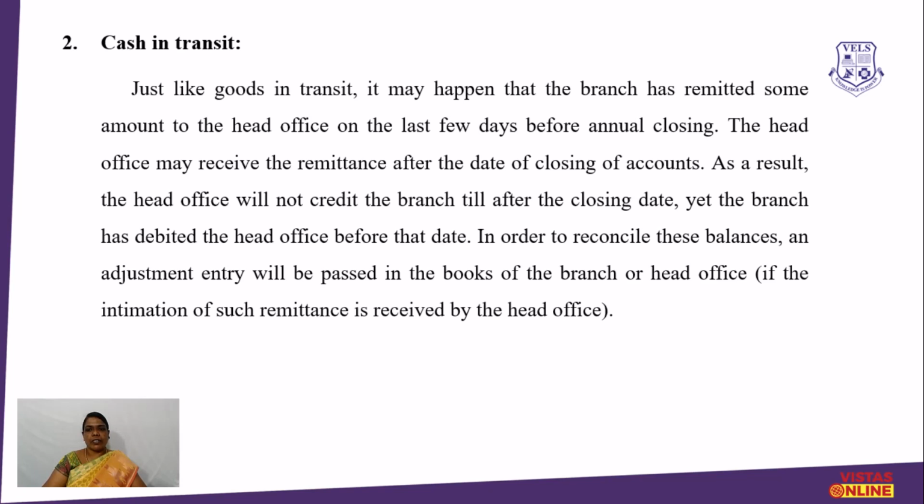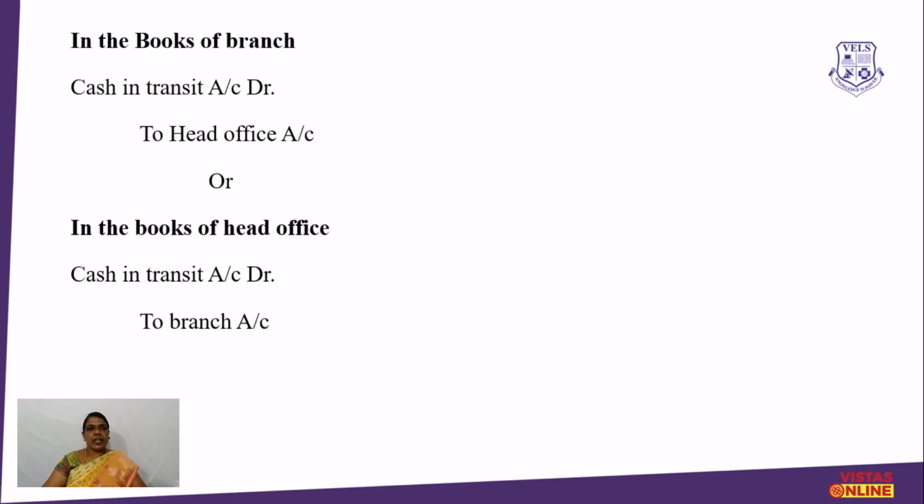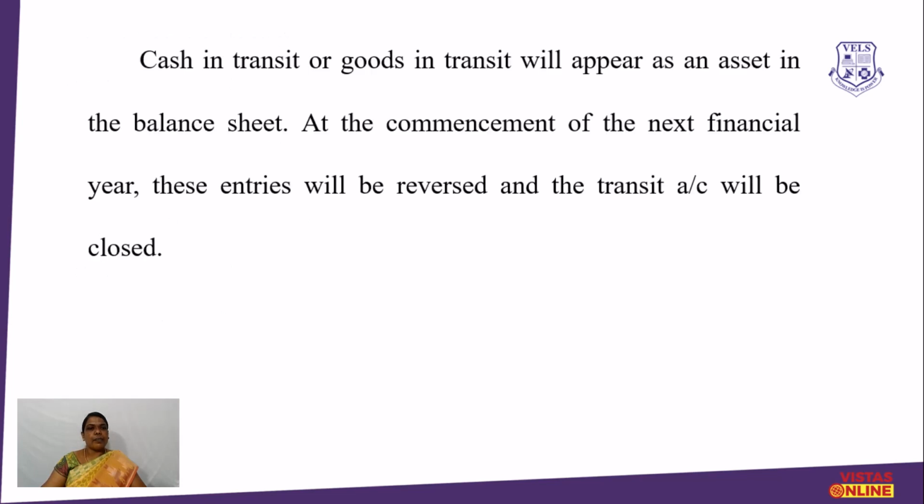In order to reconcile these balances, an adjustment entry will be posted in the books of the branch or the head office. We can see the journal entry in the books of branch. What is the journal entry? Cash in transit account to head office account. Otherwise, in the books of head office, the journal entry is cash in transit account to branch account. These are the journal entries in the books of both the head office as well as the branch office.